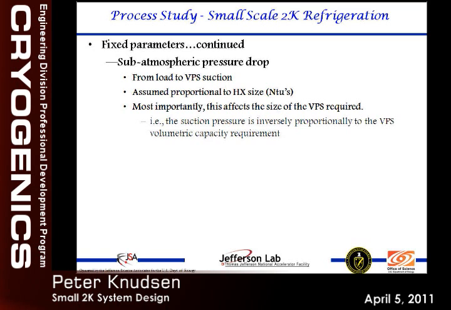The other fixed parameter is the subatmospheric pressure drop, and what we're going to assume is that that pressure drop is proportional to the number of heat exchanger entities. So our assumption here is that the NTUs is proportional to heat exchanger length, which is correct. And the more subatmospheric pressure drop you have, of course, the larger vacuum pump you need, because your pressure ratio increases.